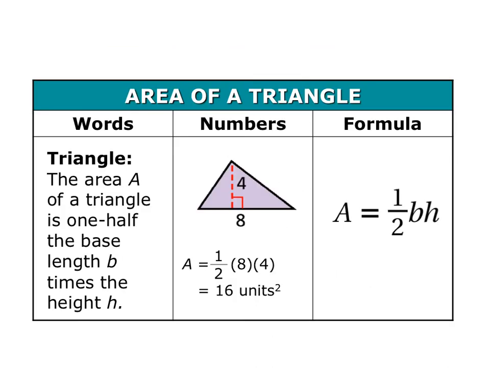Now that we just did a quick review of perimeter, let's talk a little bit about area. So let's first start with the area of a triangle. So when you're finding the area of a triangle, it's 1/2 the base times the height. So here we have our formula. So here we have an example. Our height is 4, our base is 8, so it becomes 1/2 times 8 times 4. A couple different ways you could look at it. 8 times 4 is 32, half of that is 16, so it would be 16 units squared.